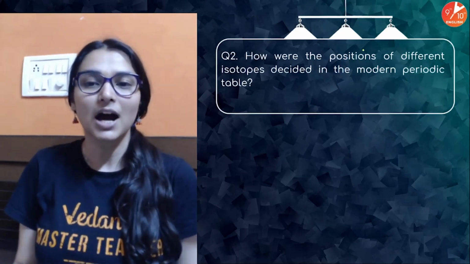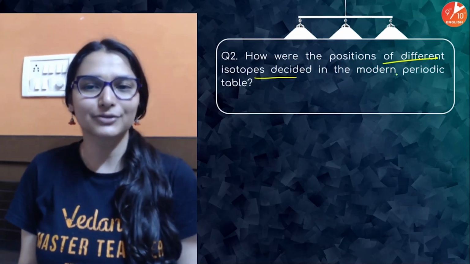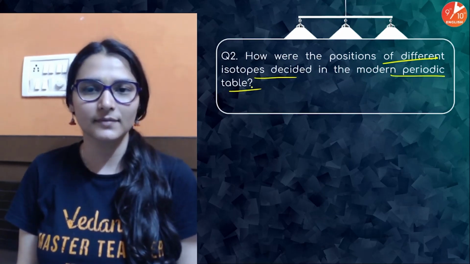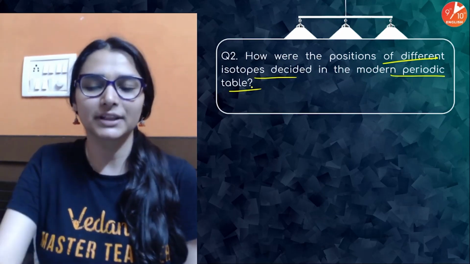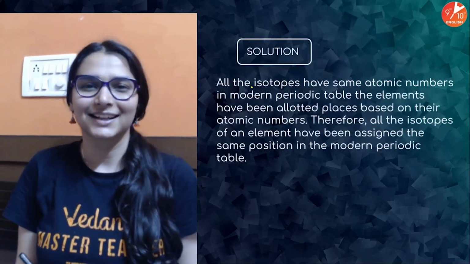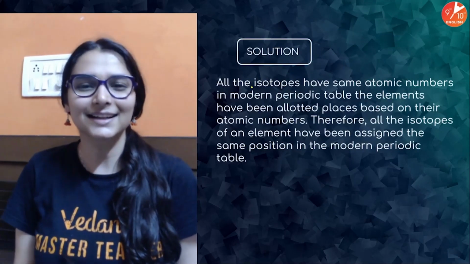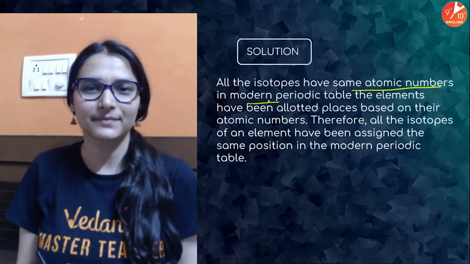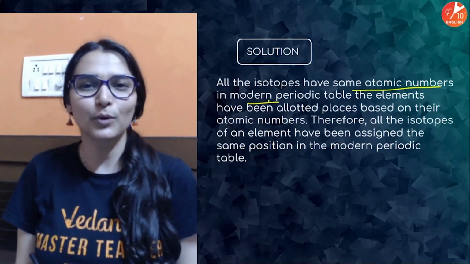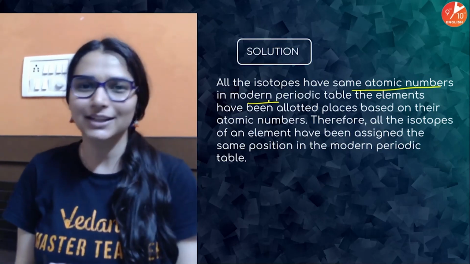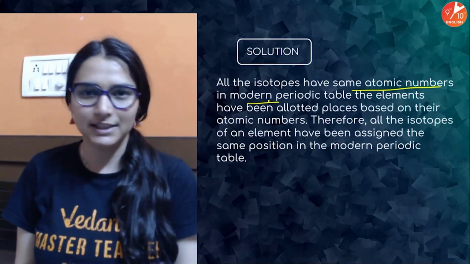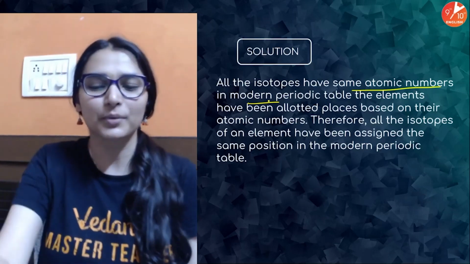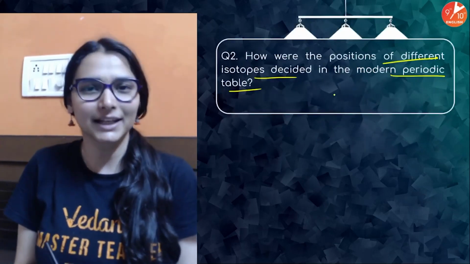Second question: how were the positions of different isotopes decided in the modern periodic table? It is very easy, it was easy to decide. You know that isotopes have the same atomic number, and the periodic table was arranged in increasing order of atomic number, okay, and elements falling in the same group had similar chemical properties. So how were isotopes arranged?